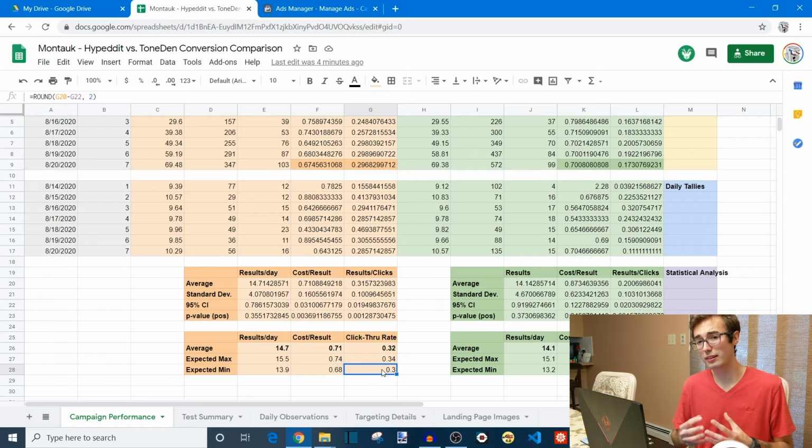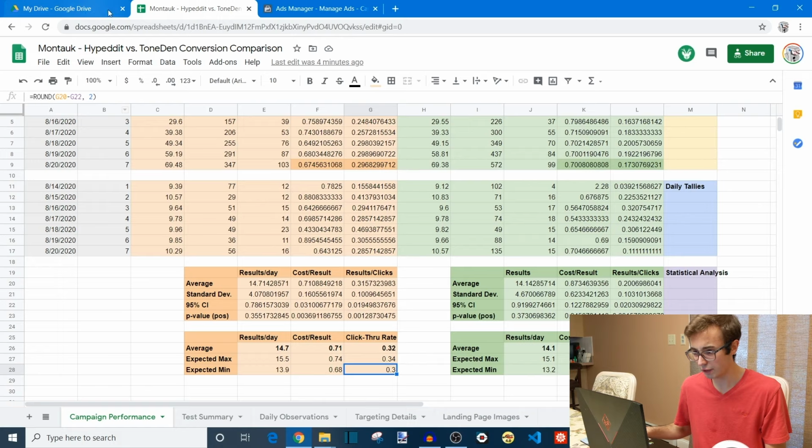But how does that make any sense? How is it that ToneDen is able to lose more people from leaving the landing page, but still maintain a pretty similar cost per result? Well, that's where I started really looking at the numbers and crunching the data.